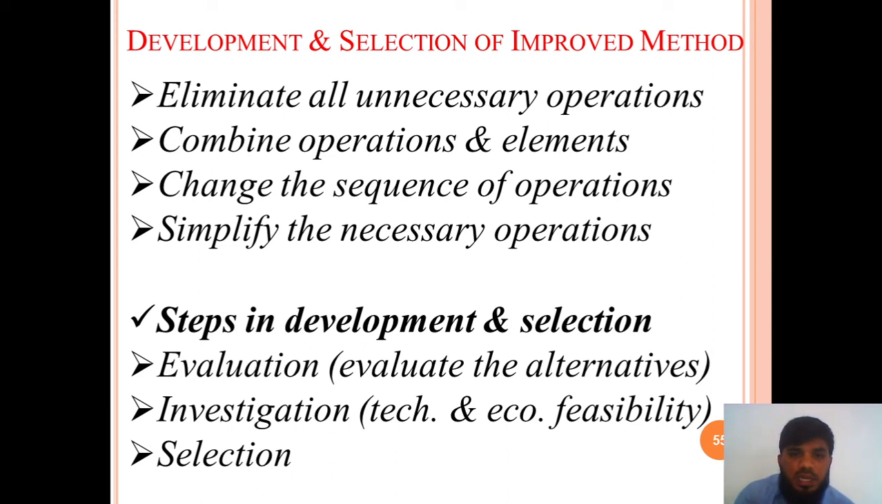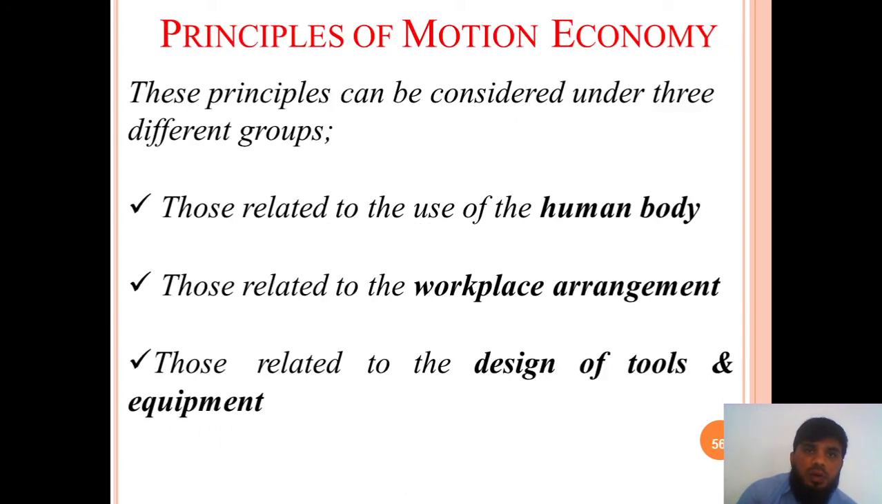Steps involved in development and selection. In development, first you have to evaluate the alternatives, like present and proposed. Which evaluation is giving good results? Investigating in terms of technology, economy and feasibility. In terms of technology, for example, you might be doing a project and you may have a number of ideas, but is that idea correct? Can that idea be achieved easily? Is it feasible in the industry? Can it be easily used in the industry? In that way, we have to cross verify, then go for the selection.